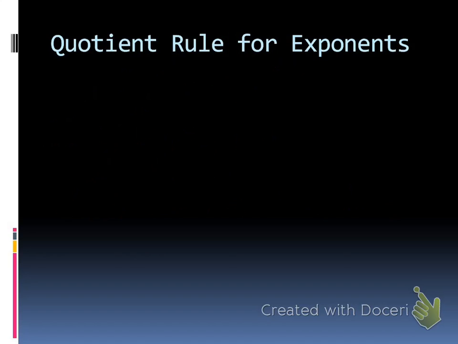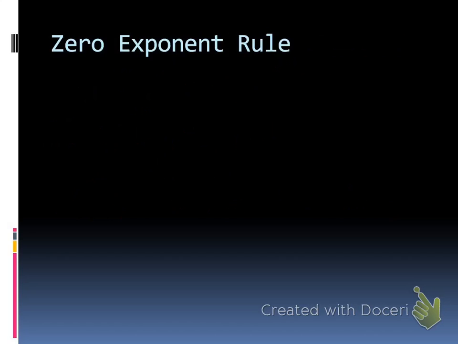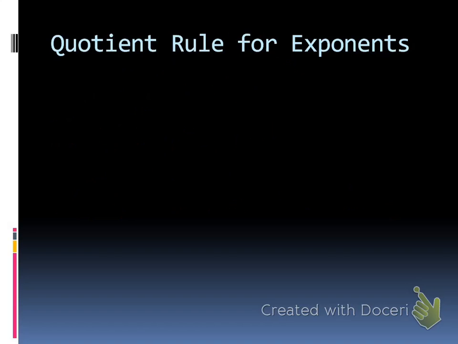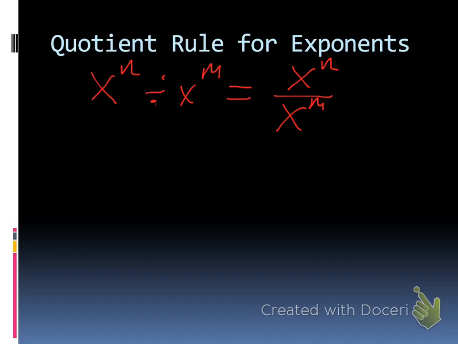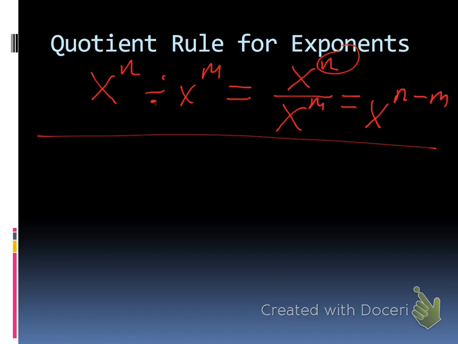The quotient rule is very similar. It says this: if I have something like x to the n divided by x to the m, we're usually going to write this as a fraction, x to the n over x to the m. That's typically how you'll see it. This equals x to the n minus m. So that's my rule. Let's do an example.